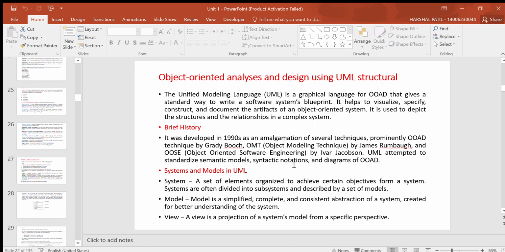सिस्टम आणि मॉडेल इन यूएमएल. System: a set of elements organized to achieve a certain objective. Systems are often divided into subsystems and described by a set of models. Model काय आता ते: a model is a simplified, complete and consistent abstraction of a system created for better understanding of the system. A view is a projection of the system model from a specific perspective.